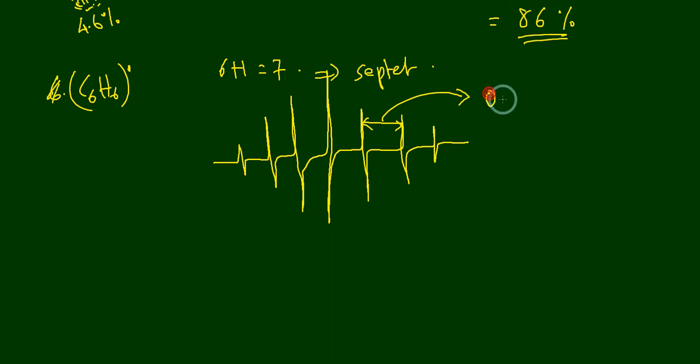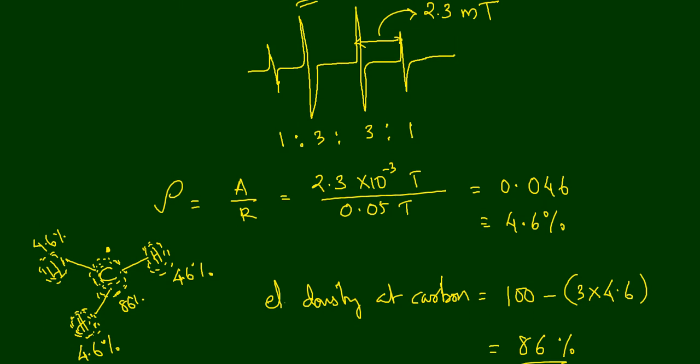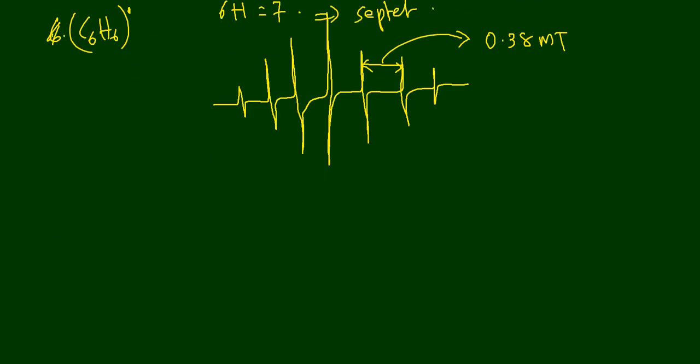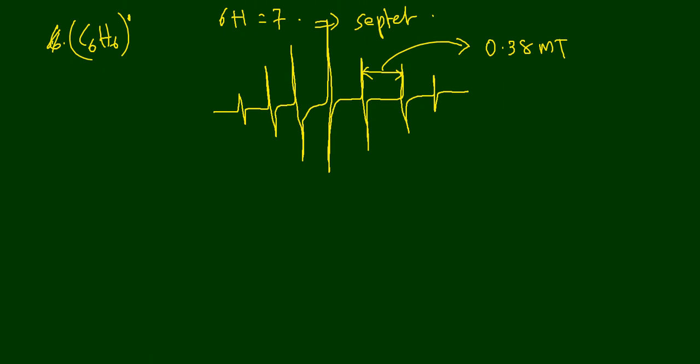What was the coupling constant that we observed in the case of the methyl radical? That was 2.3 millitesla. Okay, and here it is 0.38 millitesla, a much smaller coupling constant. And from here also we can calculate the electron density at the hydrogen.